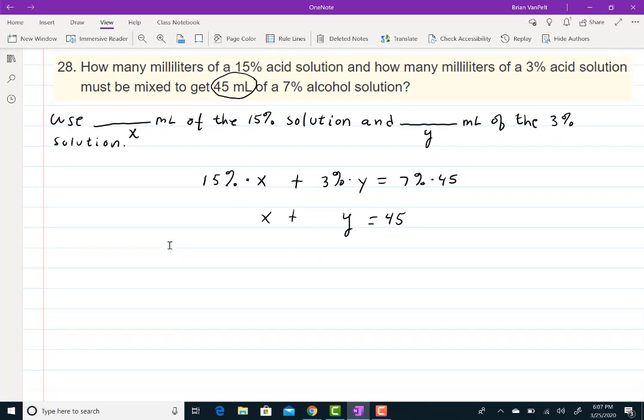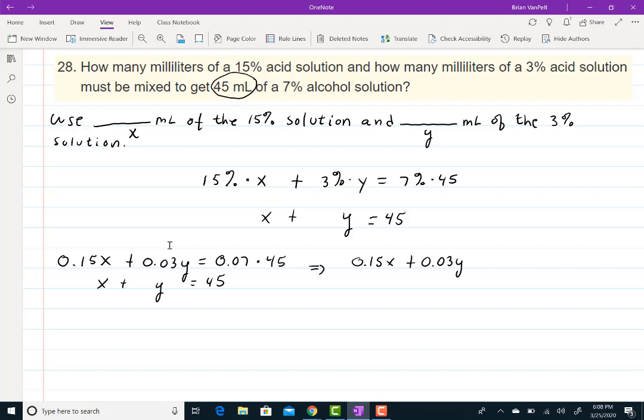So now let me change these to equations that are more meaningful to us. The first equation becomes 0.15x plus 0.03y equals 0.07 times 45. The second equation is just x plus y equals 45. And let me do one more version of this: 0.15x plus 0.03y equals 3.15, and x plus y is 45.